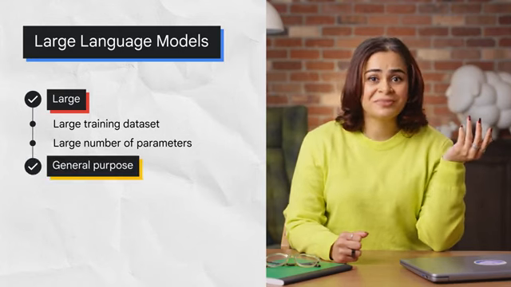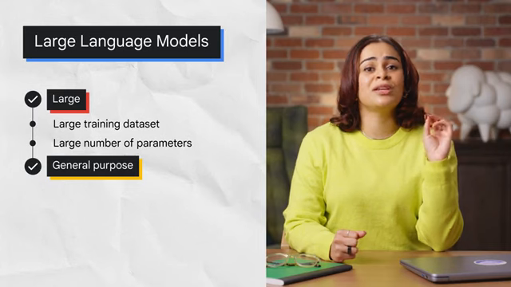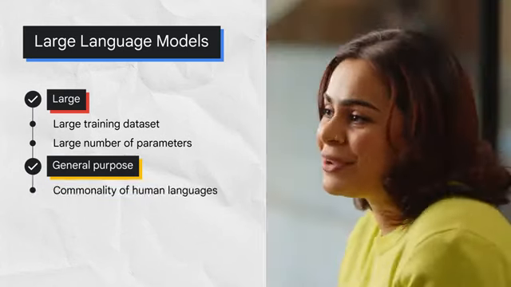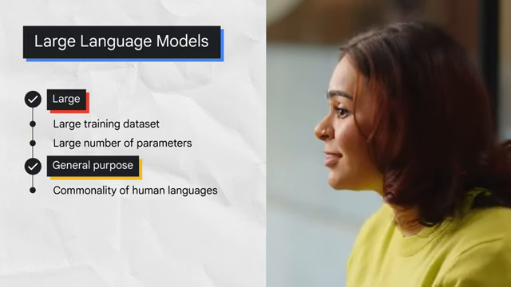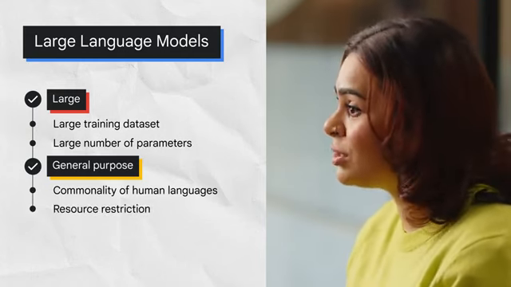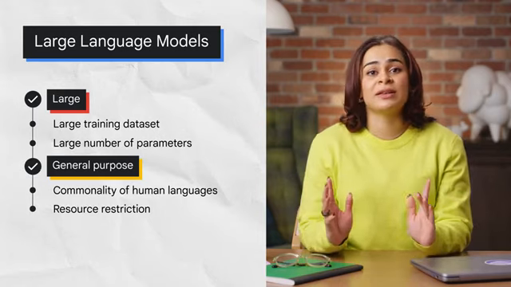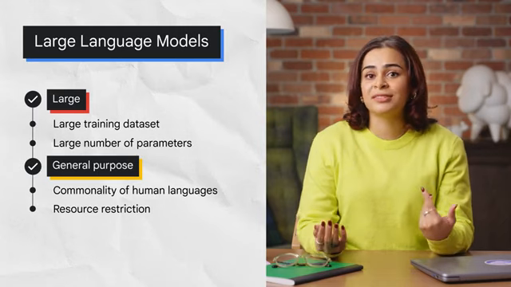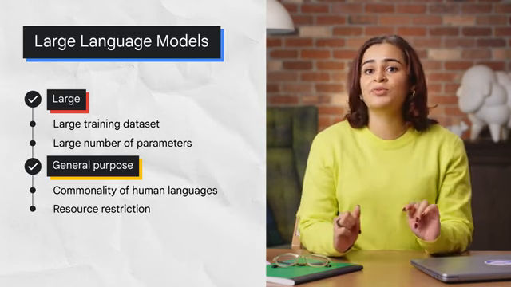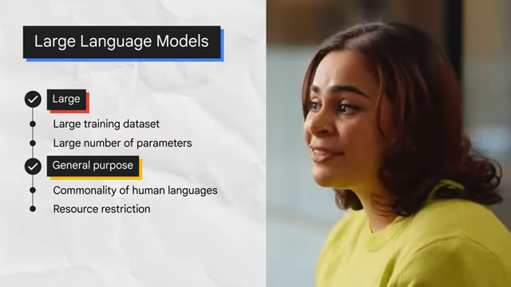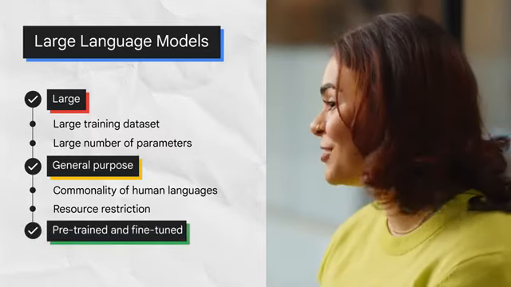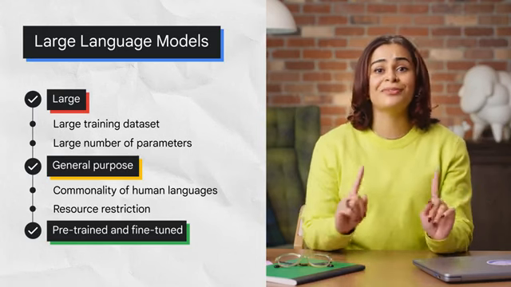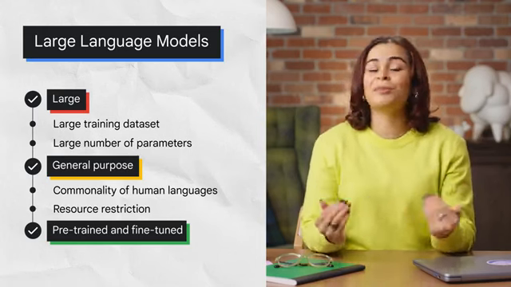What about general purpose? General purpose is when the models are sufficient to solve common problems. Two reasons led to this idea. First is the commonality of human language regardless of the specific tasks. And second is the resource restriction. Only certain organizations have the capability to train such large language models with huge datasets and a tremendous number of parameters. How about letting them create fundamental language models for others to use? So this leaves us with our last terms, pre-trained and fine-tuned, which mean to pre-train a large language model for a general purpose with a large dataset, and then fine-tune it for specific aims with a much smaller dataset.